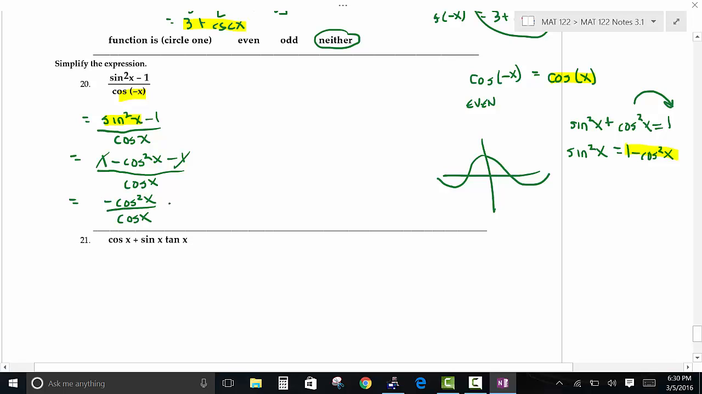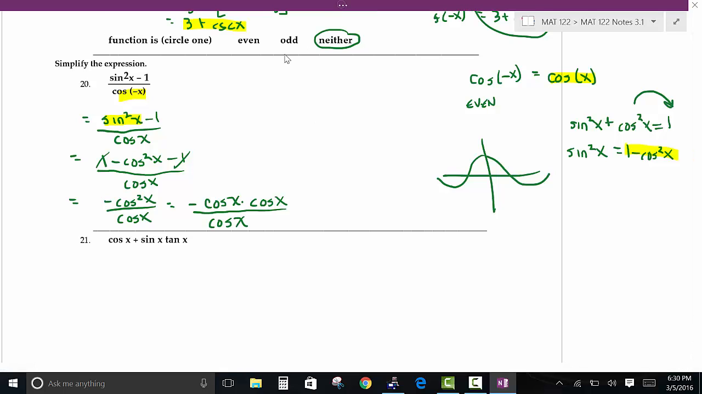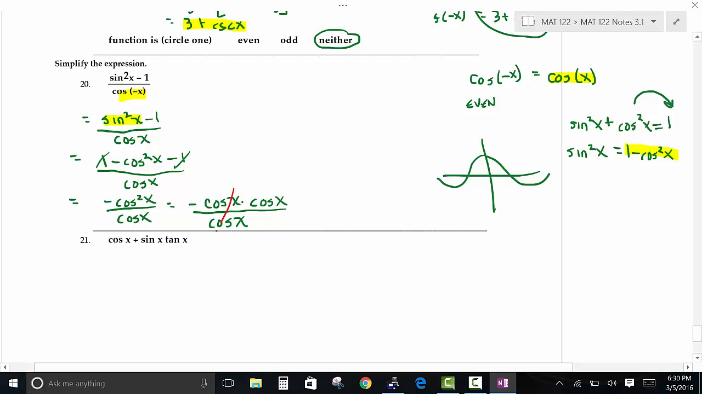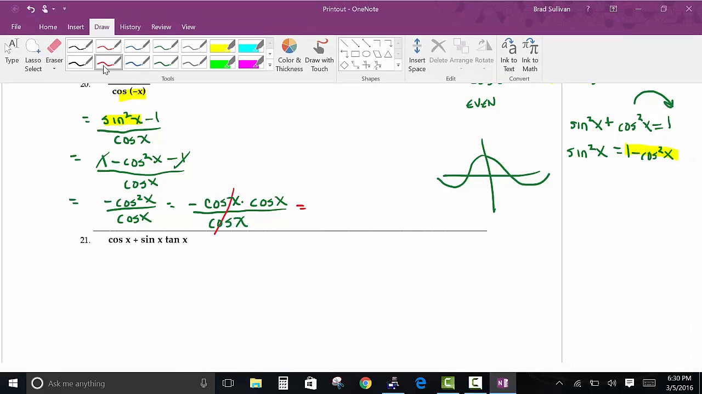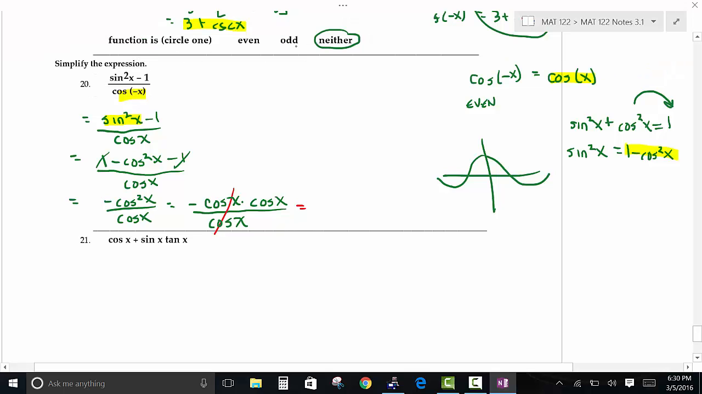And you could write this like this. A cosine squared x is just a cosine times itself. Okay, so one of those is going to divide out. And when I do that, you would just end up with the final answer on that as negative cosine of x. Okay, so we're going to get into some algebraic simplifications in this section. So that would be a simplified answer.